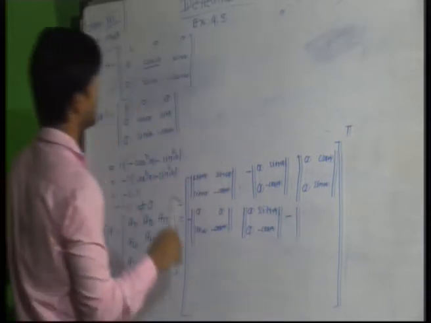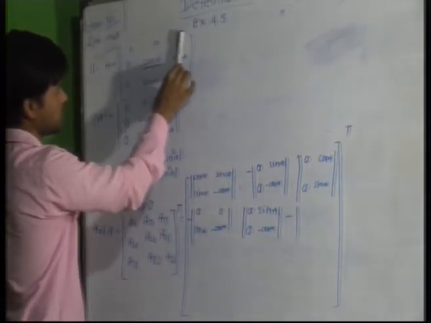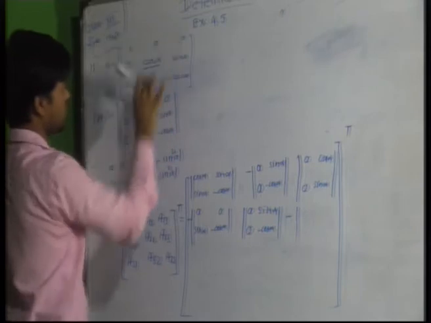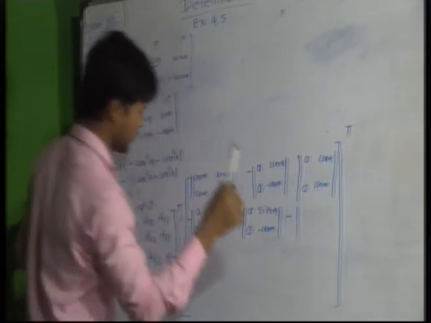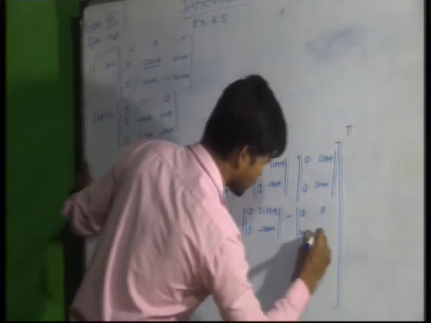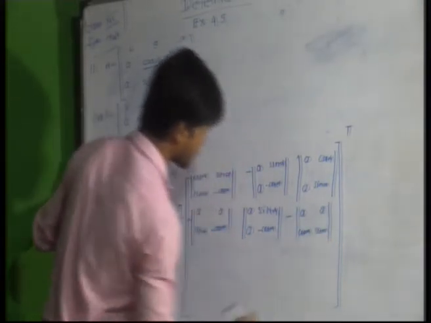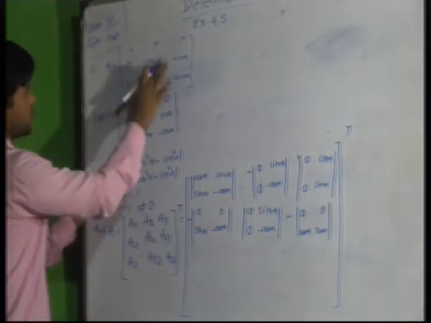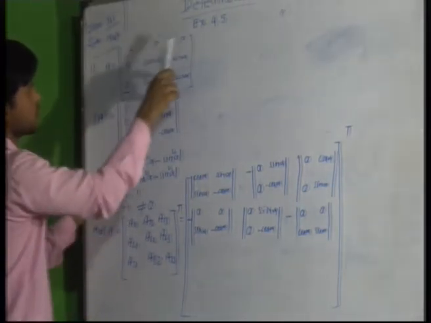And the third element: cover this column and this row. So 0 cos alpha, 0 sin alpha. Okay, now the cofactor corresponding to this element. So 0 0 cos alpha sin alpha.